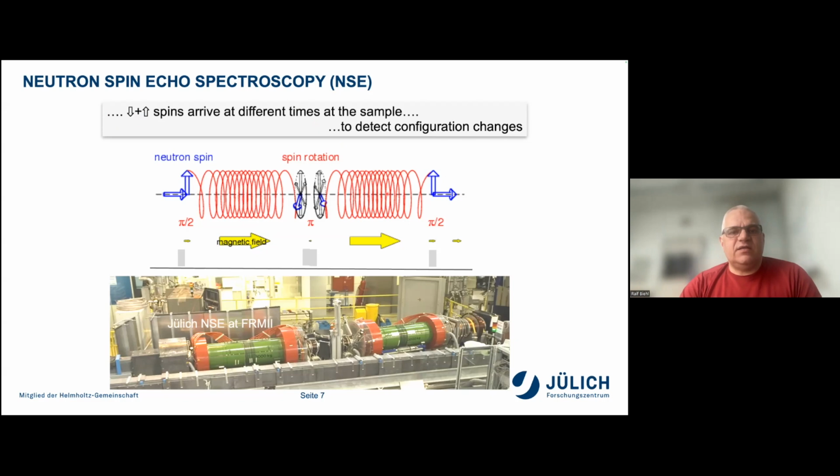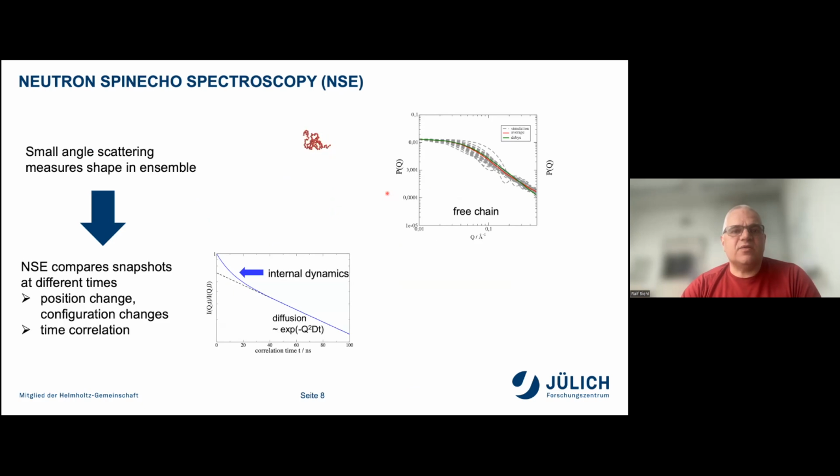And then we get an interference between these two patterns that we have. And in that way, we can measure directly a correlation function. That is the typical thing that we measure with neutron spin echo. And that is the way then to detect changes in the configuration. So how does this look in reality more?